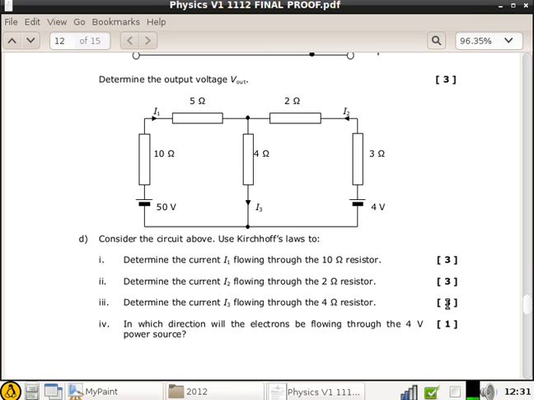How many loops can you make? 1, 2, 3. 3 loops. I would use the loop on the left and the loop on the right. Maybe the big loop. I don't know if it's helpful.